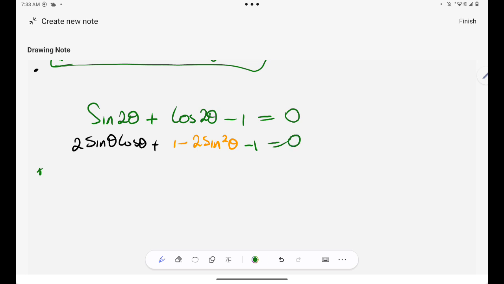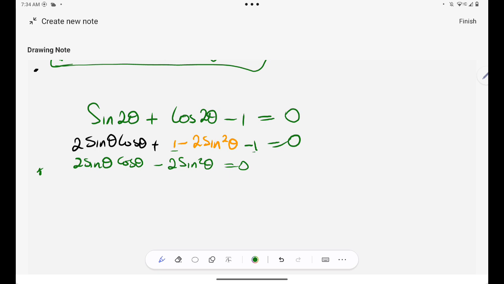And then I will be left with 2 sine theta cos theta. The ones will subtract. I'll be left with negative 2 sine squared theta is equal to 0. What I can do here is to take out a common factor. A common factor can be negative 2 sine theta. Or before I do that, let me just make the variable with the highest power to be positive.